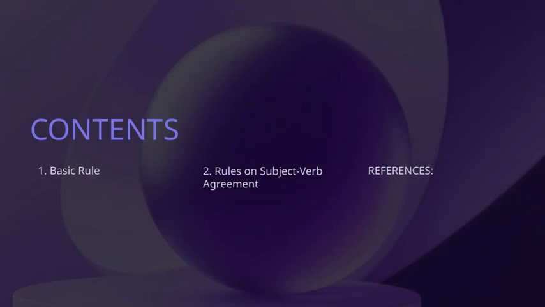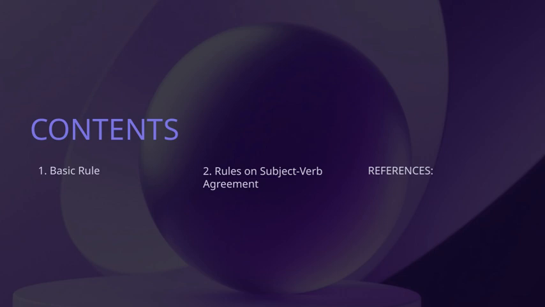Let's take a closer look at the rules on subject-verb agreement, starting with the basic rule. This is fundamental because it helps ensure that our sentences are grammatically correct and clear. The basic rule is straightforward. The subject and the verb must agree in number. That means if the subject is singular, the verb should be singular as well, and if the subject is plural, the verb should be plural.